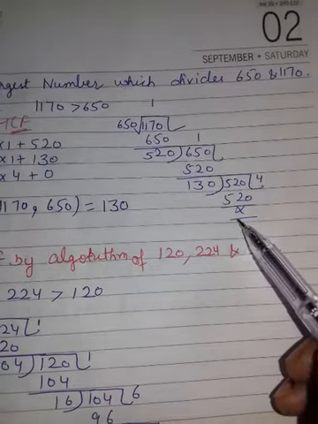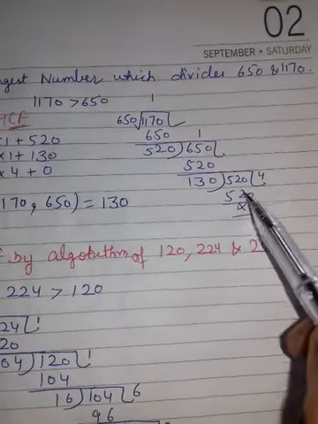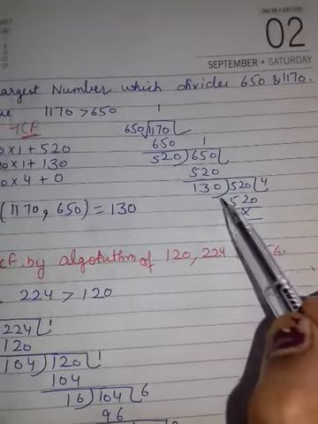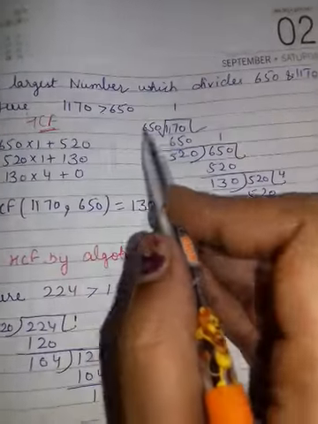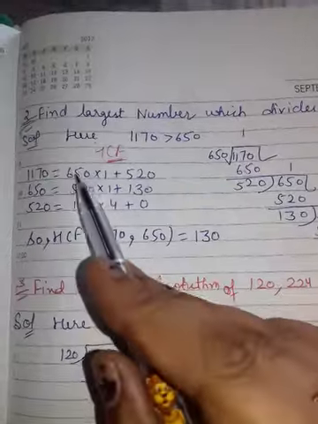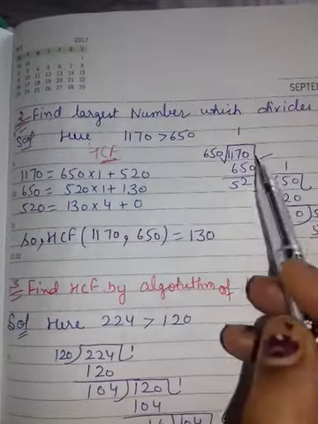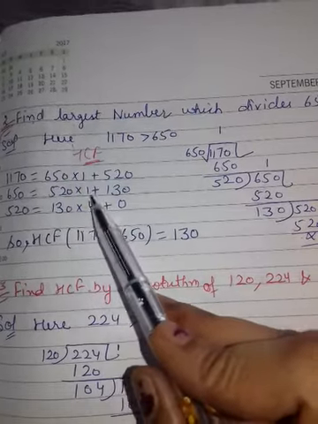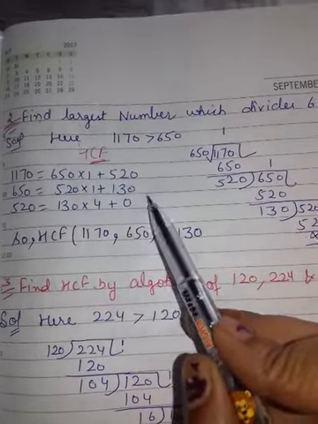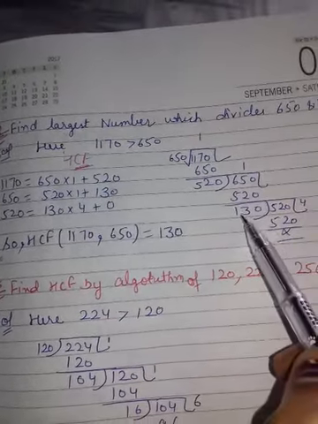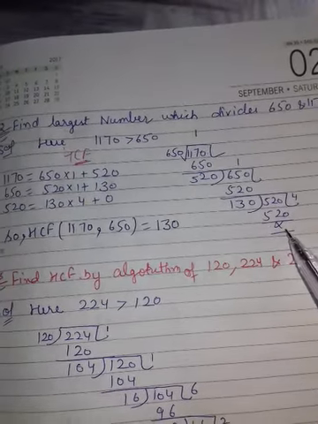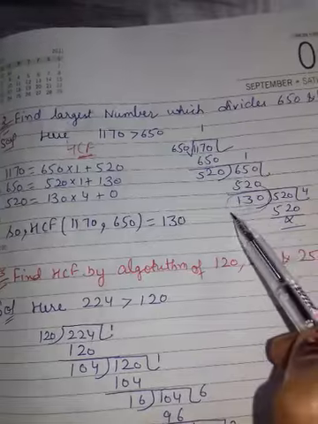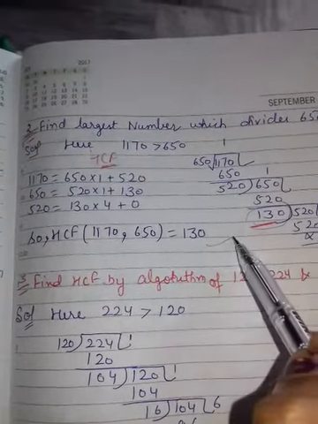4. It doesn't matter that you always get 3 dividends only. It can go on for others. So it depends on your question. So we will write 1170 equal to 650 into 1 plus 520. Next, 650 is equal to 520 into 1 plus 130. Next, 520 is equal to 130 into 4 plus 0. 130 is making it 0. So HCF is your 130.